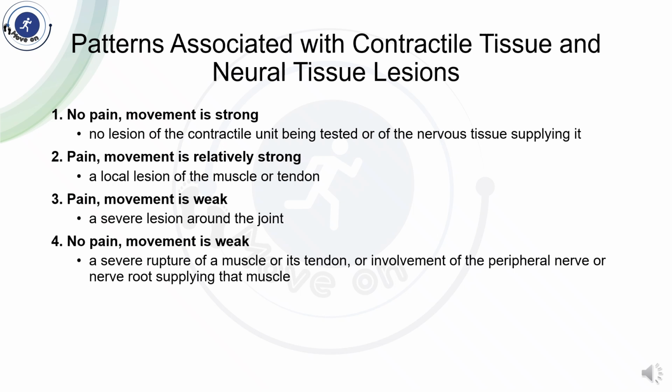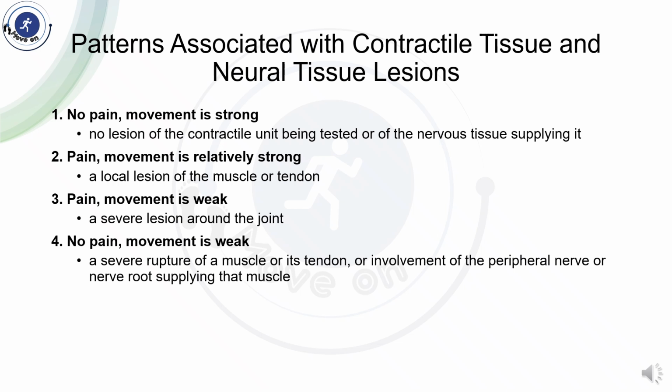If there is a partial avulsion fracture, again, the movement will be strong and painful. Typically, there is no primary limitation of passive movement when contractile tissue is injured, although end range may be painful. 3. Weak and painful movement typically indicates a severe lesion around the joint, such as a fracture. The resulting weakness is usually caused by reflex inhibition of the muscles surrounding the joint secondary to pain.